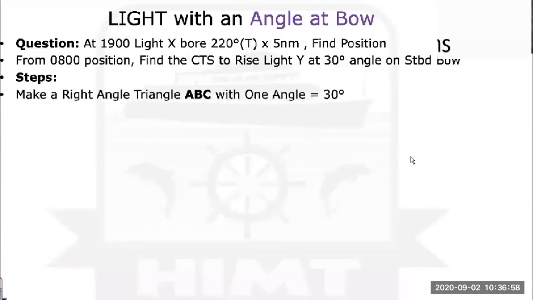Now you'll have to make a right angle triangle called ABC. One of the angles will be 30 degrees, which is given as 30 degrees on the starboard bow. Obviously that line, you will try to keep it on your right side. That means if I draw a line called AB, then I will draw a line called AC, which is 30 degrees on the right side. So once I draw it, you will understand what it is. I've given you a different ABC, slightly different here. That doesn't matter. Let us look at it.